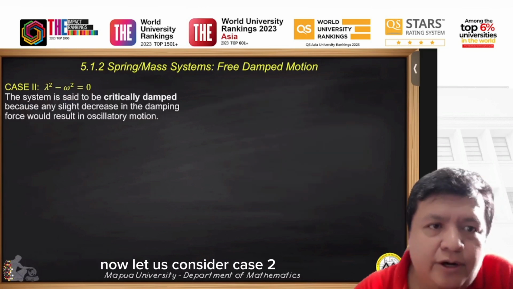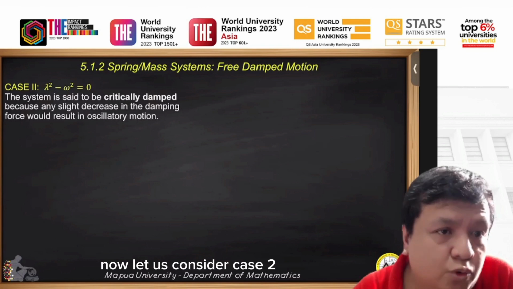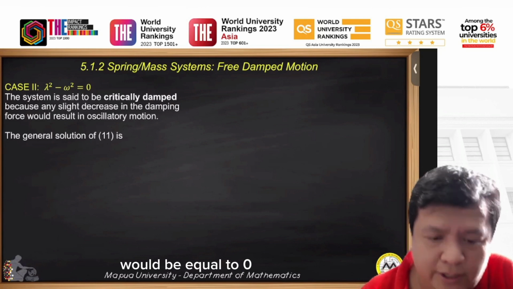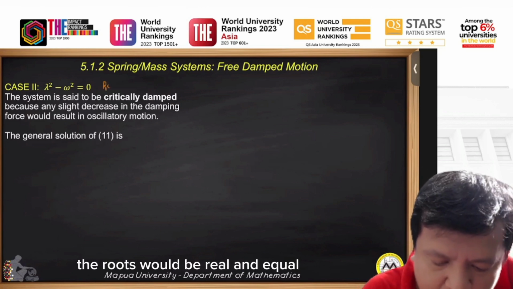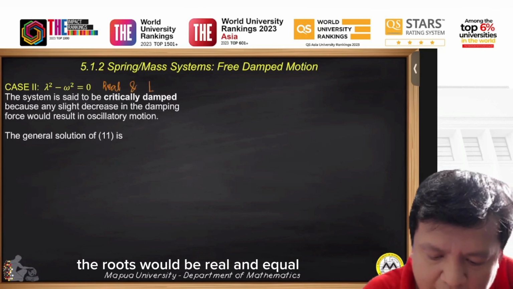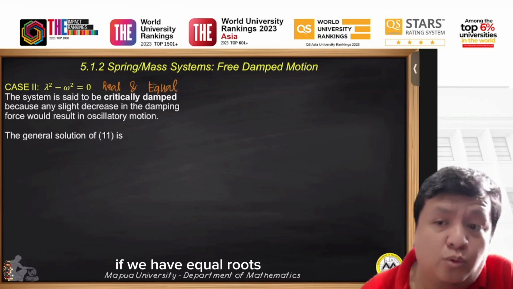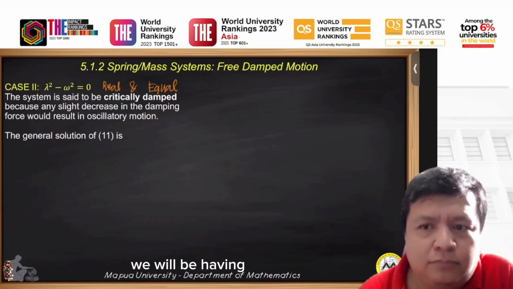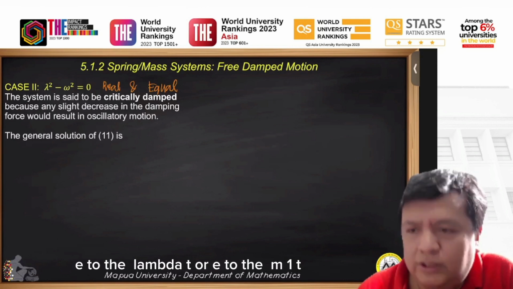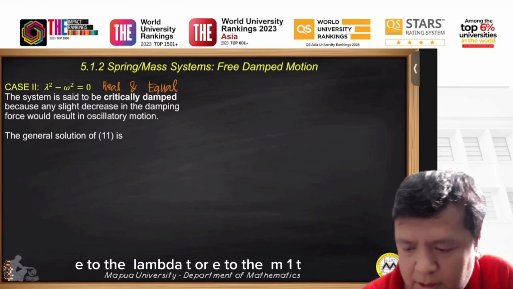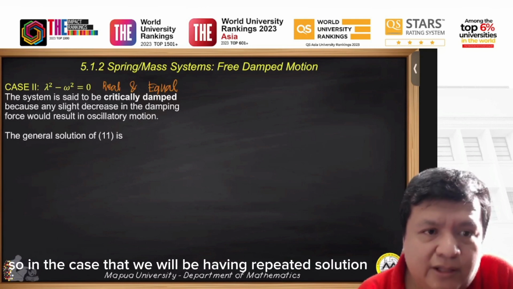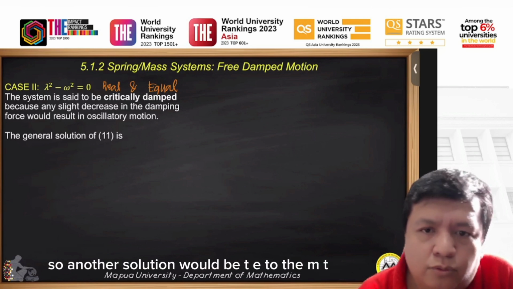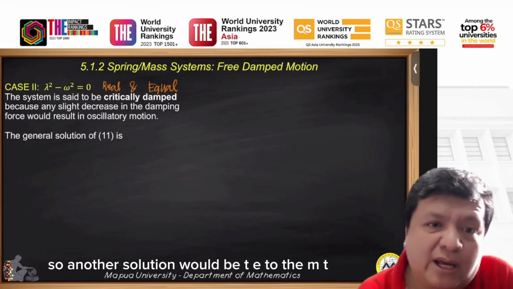Now let us consider case 2, wherein lambda squared minus omega squared is equal to 0. In this case, the roots would be real and equal. If we have equal roots, we will be having the repeated root m1, so e raised to m1t. In the case that we have a repeated solution e raised to mt, another solution would be t e to the mt.